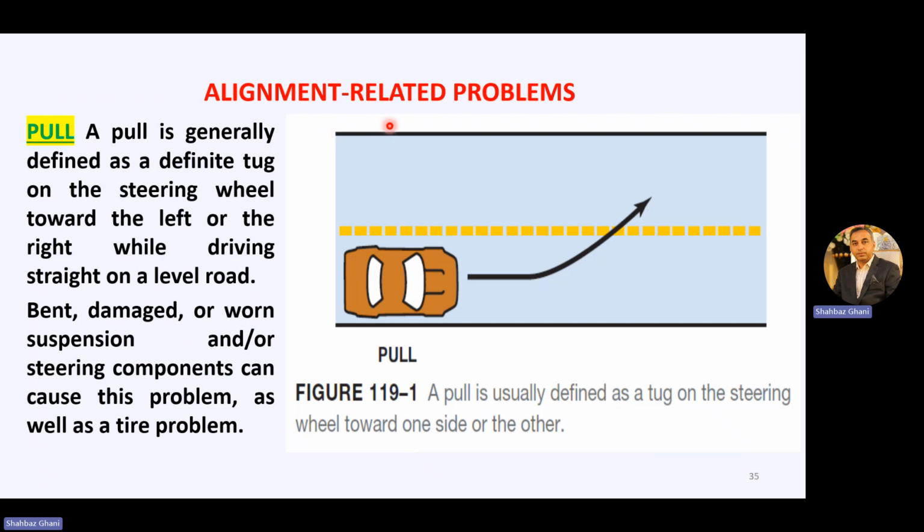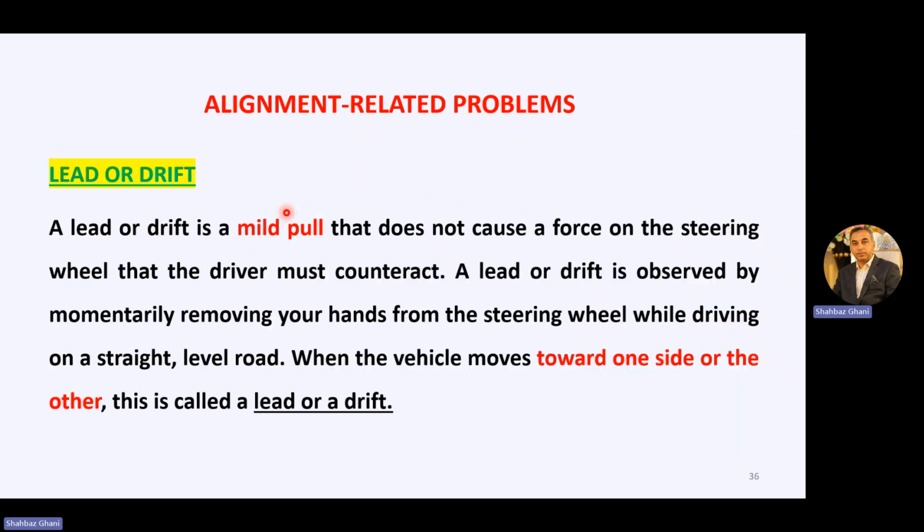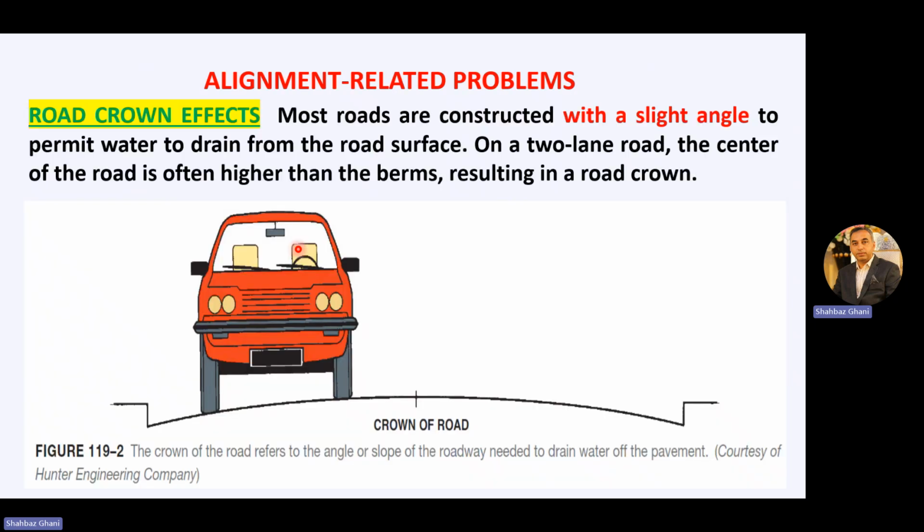So the first alignment-related problem is the pull, where your vehicle is pulling to one side. Then lead or drift, which is a mild pull, the second alignment problem. Then the road crown effect. The roads are not flat, they are crowned from the center, so this problem has to be catered for.